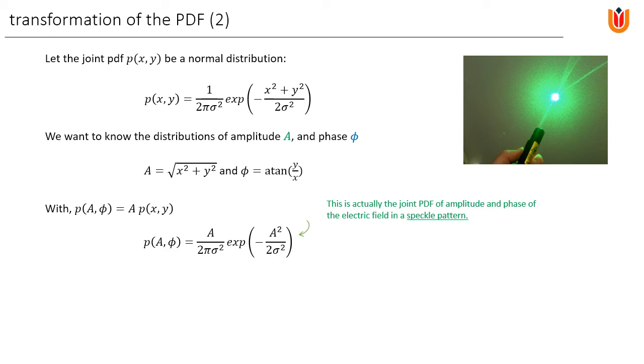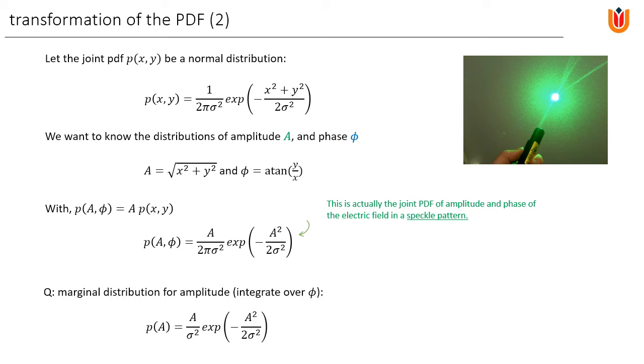What happens is that the electric field scattered back from the wall has different amplitudes and different phases due to the roughness of the wall, and they will constructively interfere, destructively interfere, everything in between. So you will observe a granular pattern. This then is the distribution of the amplitude and phase of that resulting electric field. So we can calculate, for example, the marginal distribution for the amplitude of this field, which means that we have to integrate over phi. Again, in this case, it's simple because there is no functional dependence of phi in the expression. So the marginal distribution for the amplitude becomes as given here.